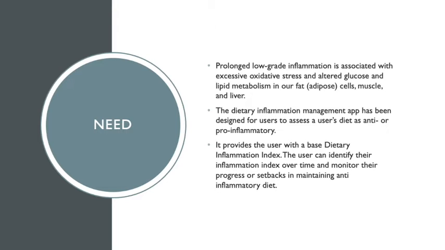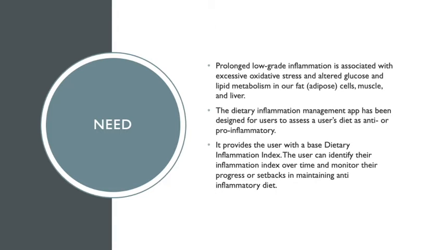Prolonged low-grade inflammation is associated with excessive oxidative stress and altered glucose and lipid metabolism in our fat, muscle, and liver. This is something that has been proven again and again through research, that pro-inflammatory and anti-inflammatory diets have a major effect on a user's health.